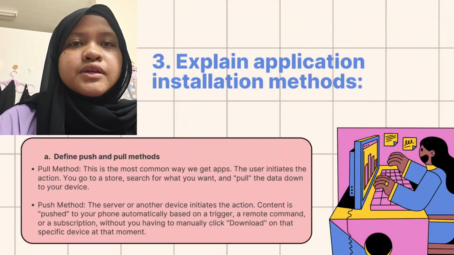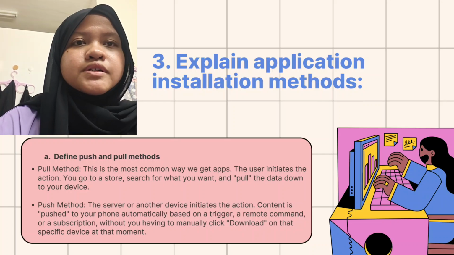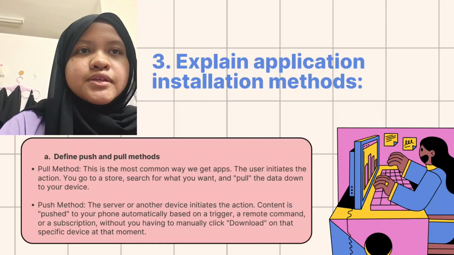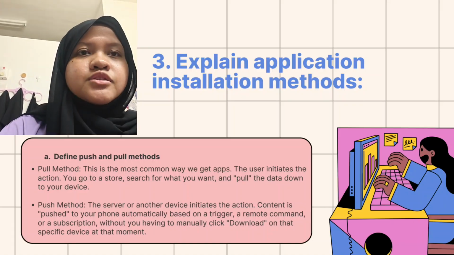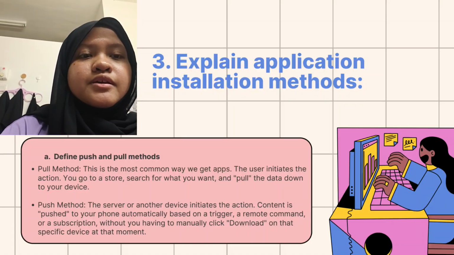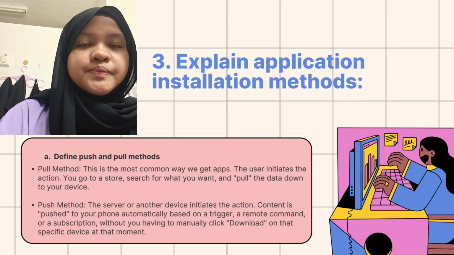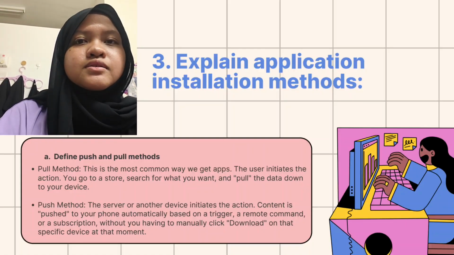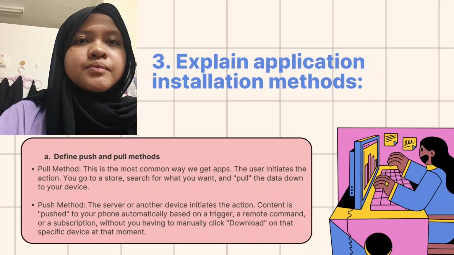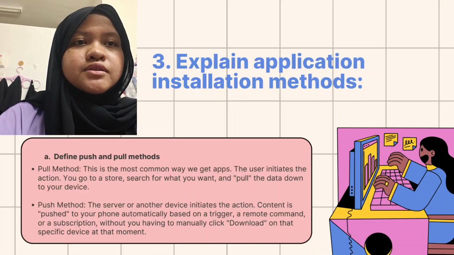When we talk about getting software onto our device, we usually think about clicking a download button, but in technical terms, there are actually two primary ways this happens: the pull method and the push method. Let's break down the difference. First, let's look at the pull method. This is the most common way we interact with a technology.